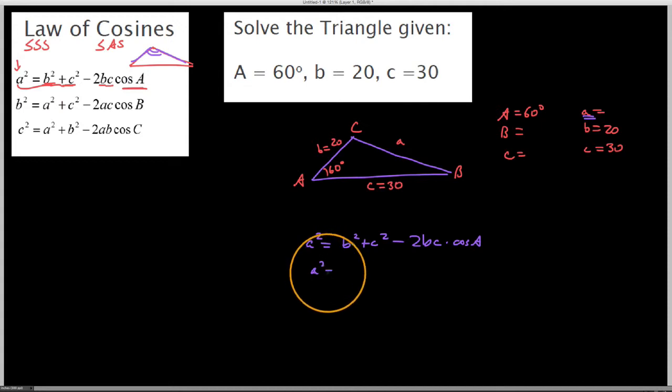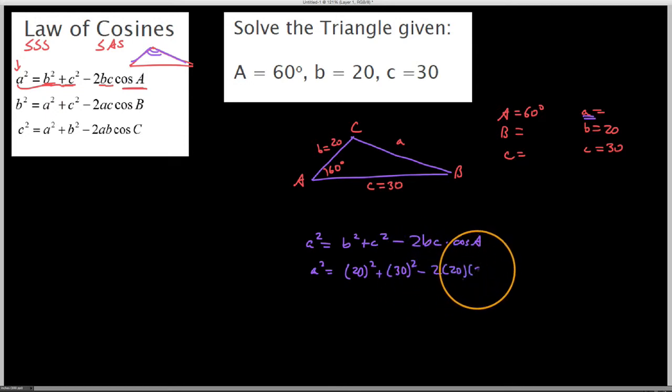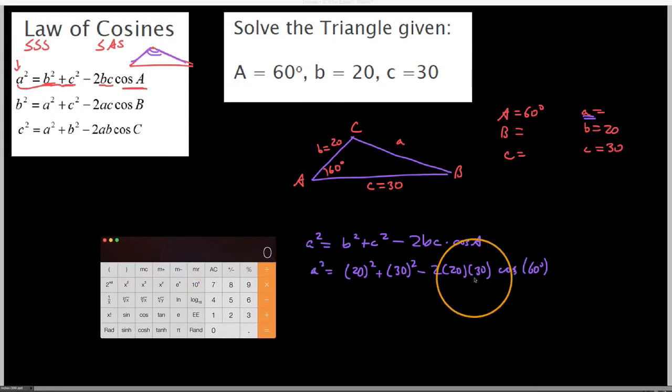We don't know a squared. We know that b squared would be 20 squared, plus c squared is 30 squared, minus 2, and then we can just copy and paste these numbers as we mentioned, and this would be cosine of A, and A is 60 here. So now in most instances we'll get our calculator out and rock these values, but these are pretty straightforward. Even the cosine of 60 is a half, we know this.